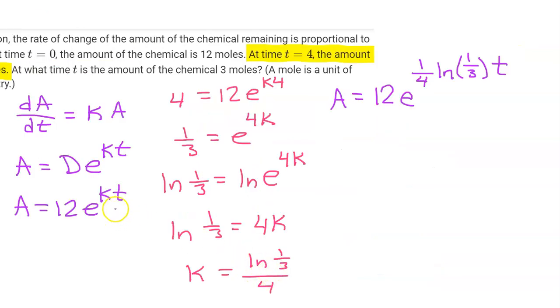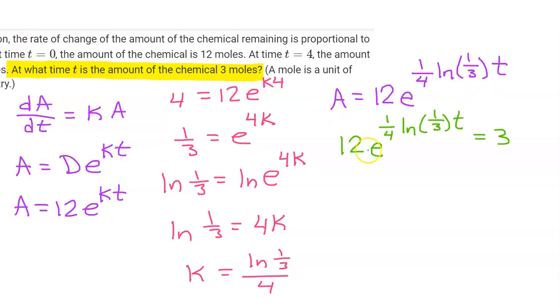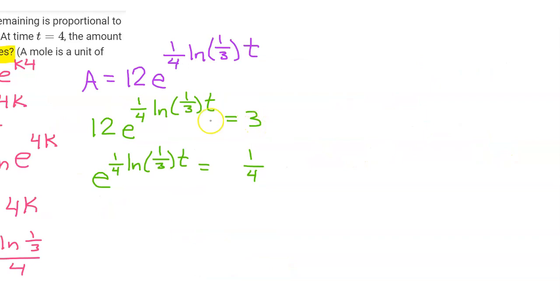Substituting k back into the equation, we have A equals 12 times e to the 1/4 times natural log 1/3 times t. The ultimate question is, at what time t is the amount of the chemical 3 moles? So let's put in 3 for A and solve for t. Now let's divide both sides by 12. 3 divided by 12 simplifies to 1/4.